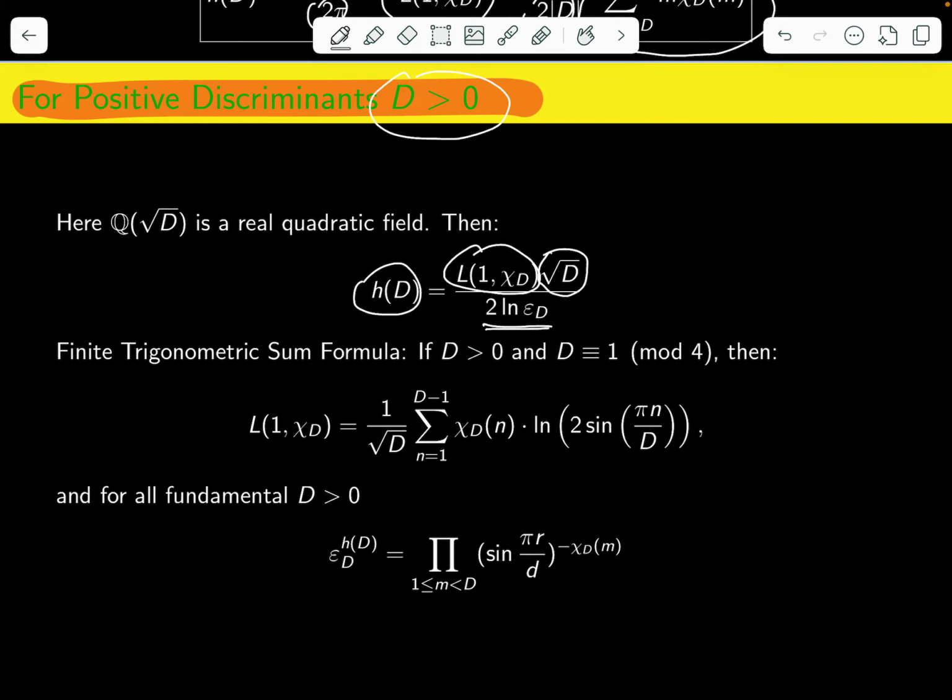And again, here, how to estimate it? Well, maybe you somehow estimate that L1 of chi d is small. Or maybe, I mean, you want to prove that h of d is 1, not very frequently or very frequently.